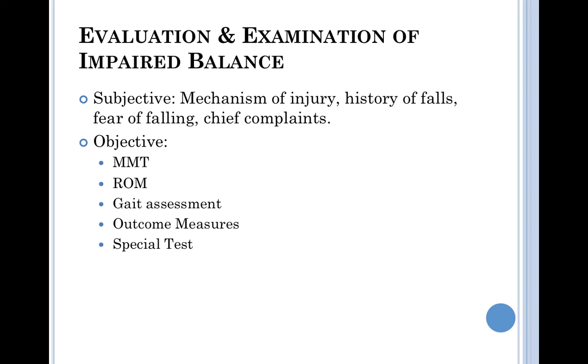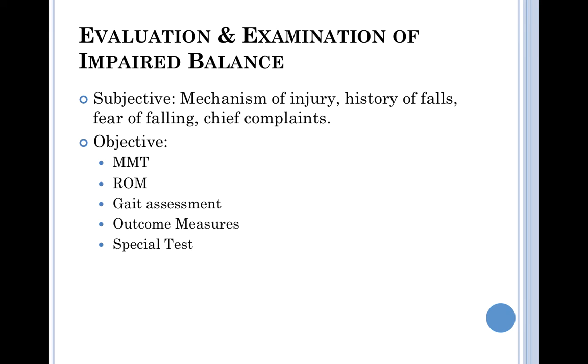All right, so on to your evaluation and examination of an impaired balance patient. So, just like any other evaluation, you're going to start off with your subjective. You want to know their mechanism of injury if they sustained a fall. You want to ask them if they have a history of falls, specifically within the last year or so. You want to ask them again, like we talked earlier, if they have a fear of falling. And then gather their chief complaints of what is bothering them.